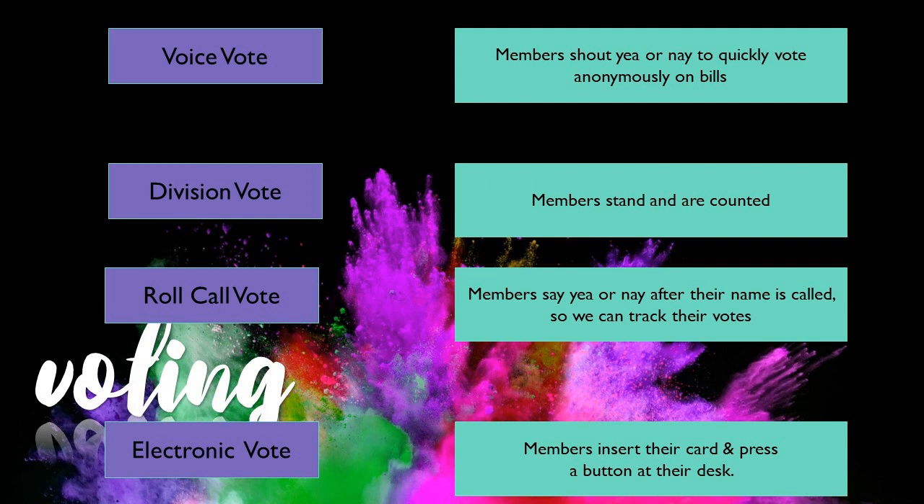And then sometimes, finally, a more modern way of doing things, we do have electronic votes. And so there is a button at their desk which they can push and vote that way. Now, they don't use this all the time. A lot of time they like to make a show of either a voice vote or a roll call vote. But this is a very easy and quick way for everyone to vote.